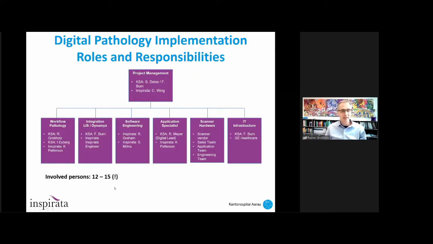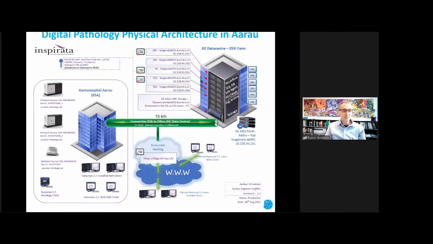So just to highlight what it means to introduce digital pathology in daily practice, you need about 10 to 12 persons involved in your local working group. That includes a group for workflow and pathology, the integration of LIS and the digital pathology software. Then you need somebody for software engineering, application specialists, scanner hardware is also a big topic, and also the IT infrastructure. And all this needs to be really brought together so that you can run a very nice system.